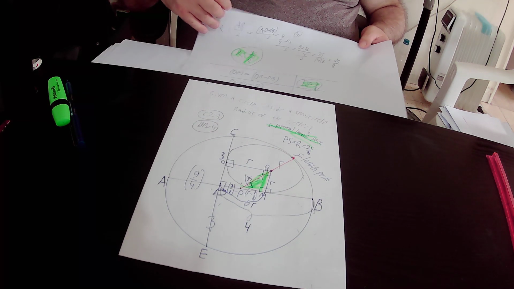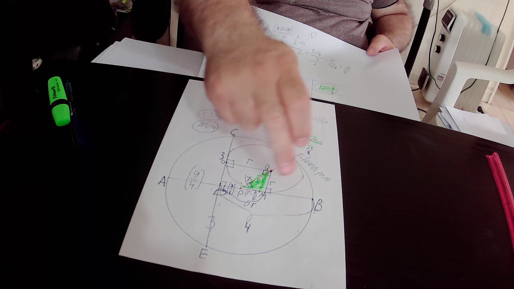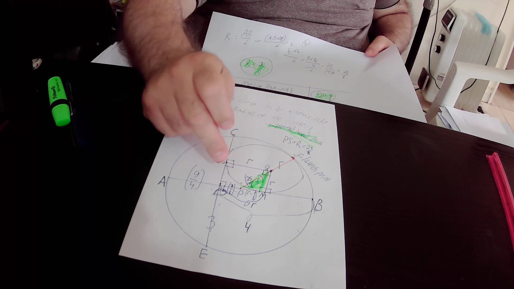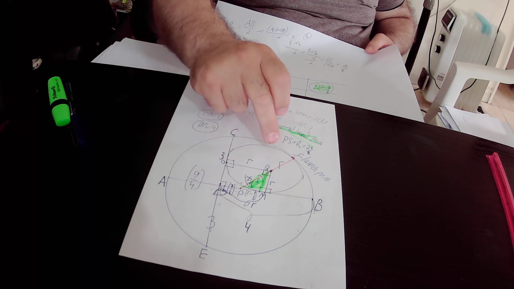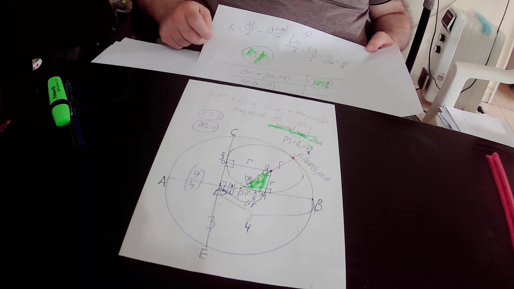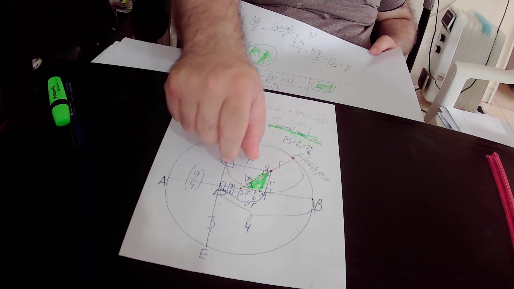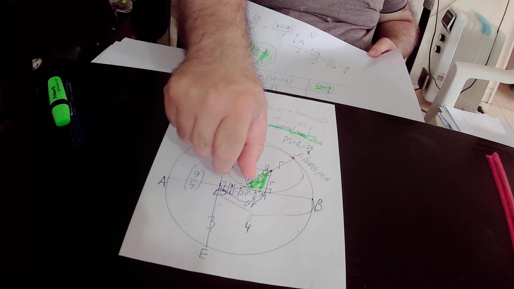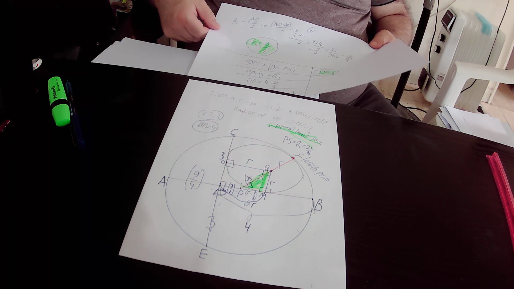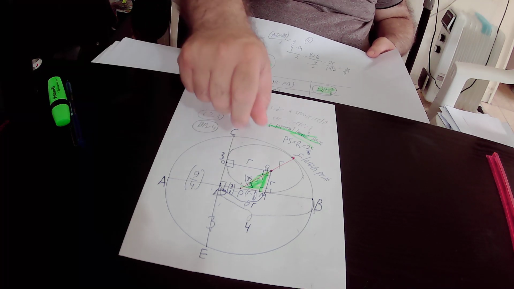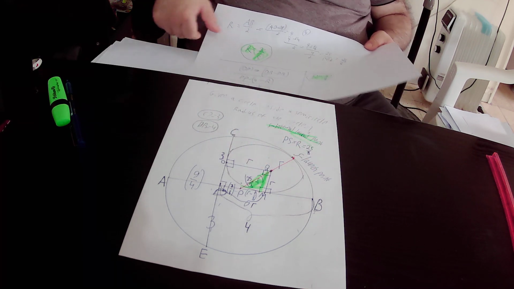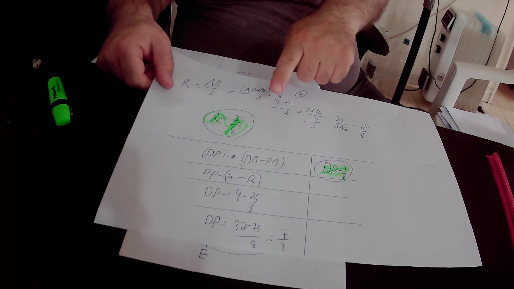Then we define the center of the big circle as point P here, and we define the center of the small circle as point Q, and we calculated the length of the short line segment DP. From the drawing, it is very easy to see that DP equals DB minus PB.